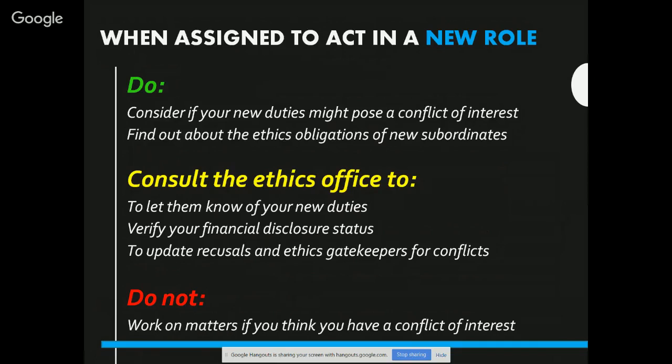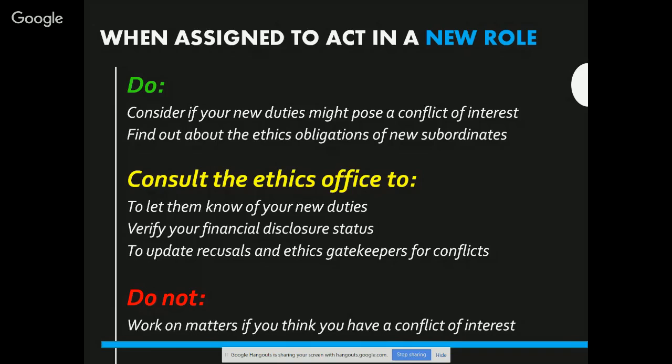So if they're acting in a supervisory role for new employees, find out if those folks have any recusal obligations or other ethics concerns that their supervisor needs to be mindful of. And that's a question, if supervisors remember to ask, all the better for us. And this is a way we can encourage them to do so.